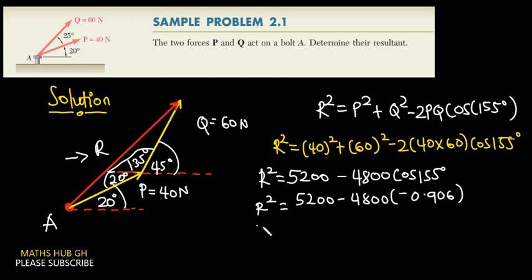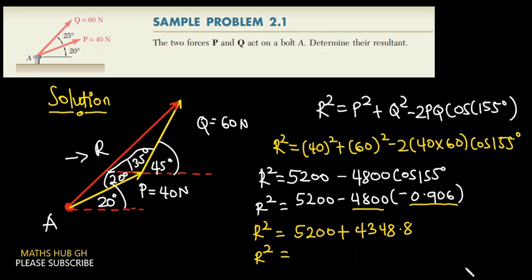So let's simplify this. R squared is equal to 5200. Then you see we have a negative here and another negative here, so you know that you are going to have a plus sign. Now let's find the value of 4800 multiplying 0.906. So 4800 times 0.906 will give us a value of 4348.8.